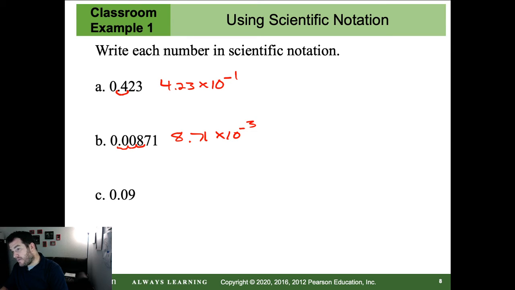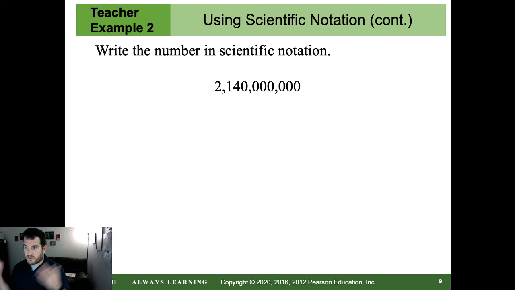And then 9, be careful. So just 9 times 10 to the negative 2. Again, you go from yours to the original. Yours to original.